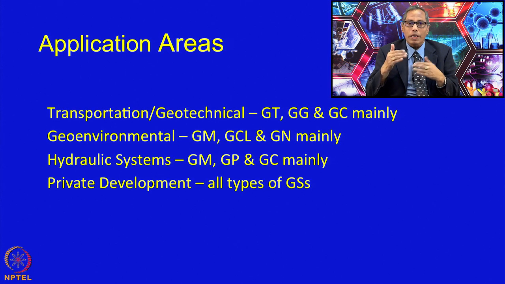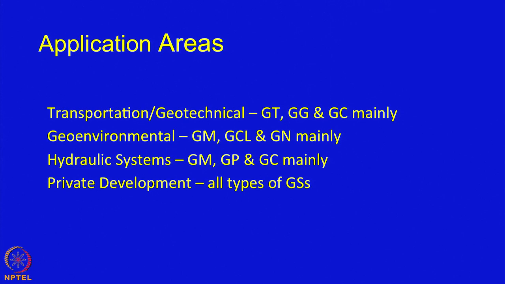And there are two related problems. One is the strength related problem, another is the flow related problem. Strength related problems are like the mechanically stabilized reinforced soil wall, road, and the reinforced soil steep slope. Another, flow related problem, that is the hydraulic system, where you can use geomembrane and geocomposite, geopolyester mainly. And for private development, you can use all types of geosynthetic materials.